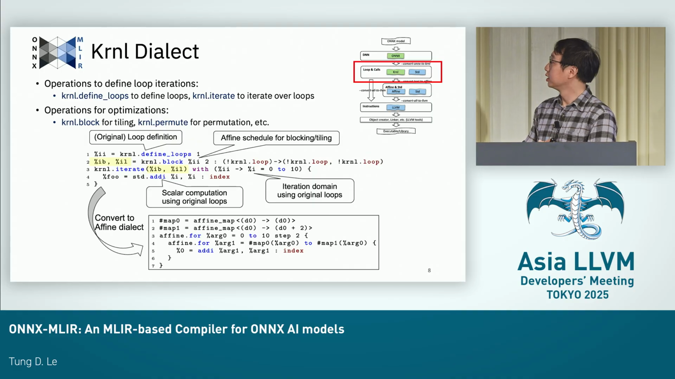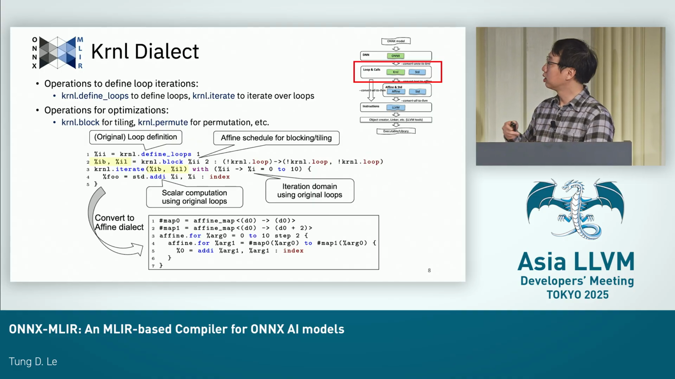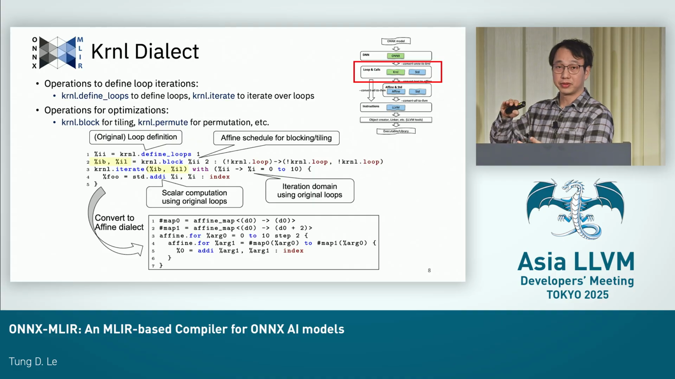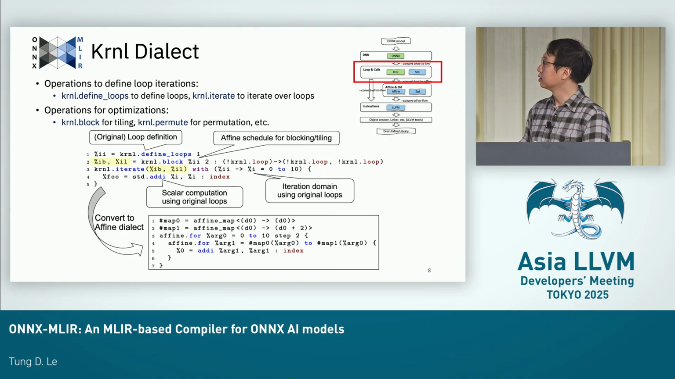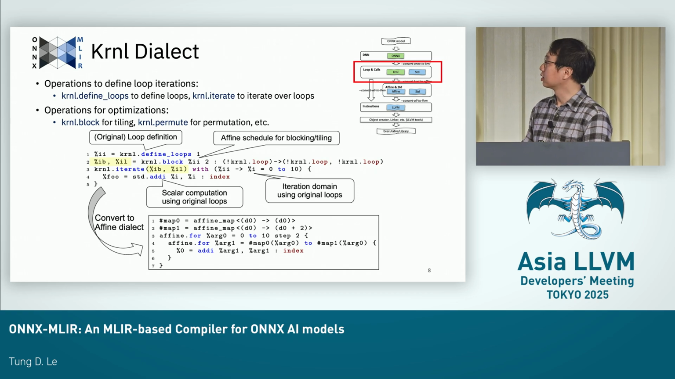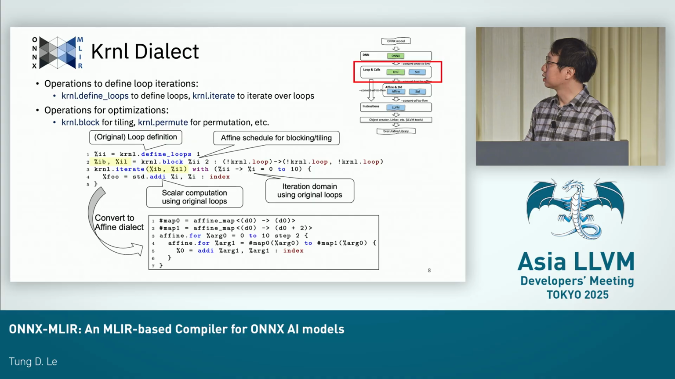The next level of abstraction is loop computation. To express this abstraction, we define the kernel dialect. The idea is we want to separate the definition of the loop and loop optimization. For loop definition, we have 2 operations: define loop to define how many loops we want to have, and kernel.iterate to iterate over a loop. For the optimization, we can do tiling using kernel.block and permutation using kernel.permute.